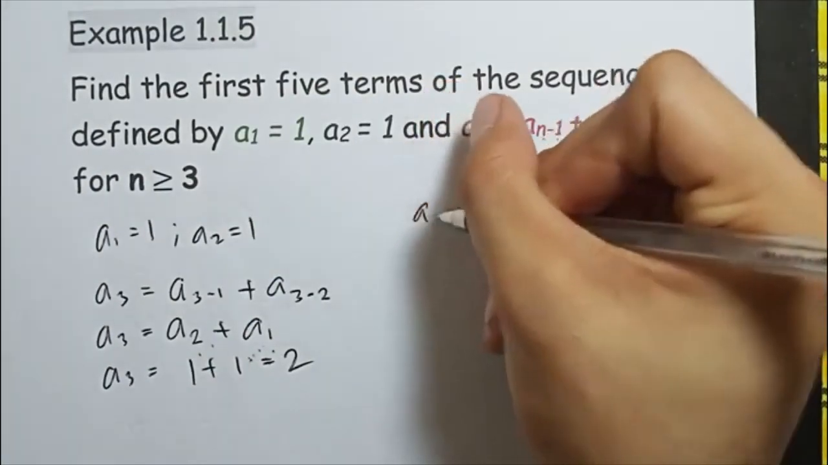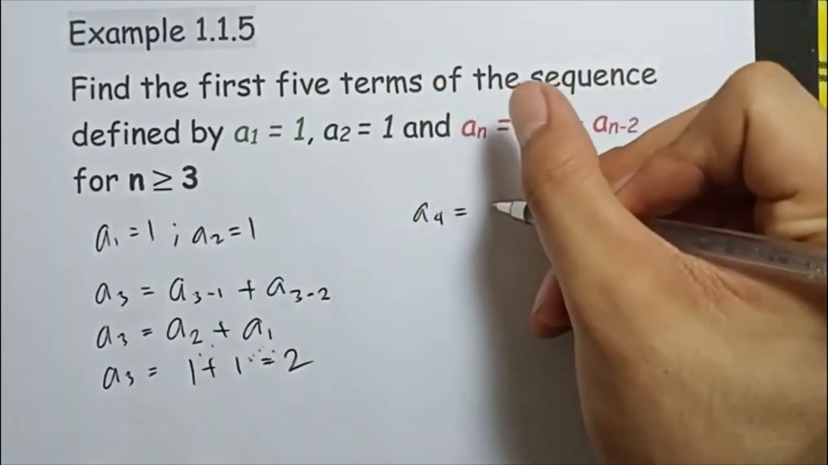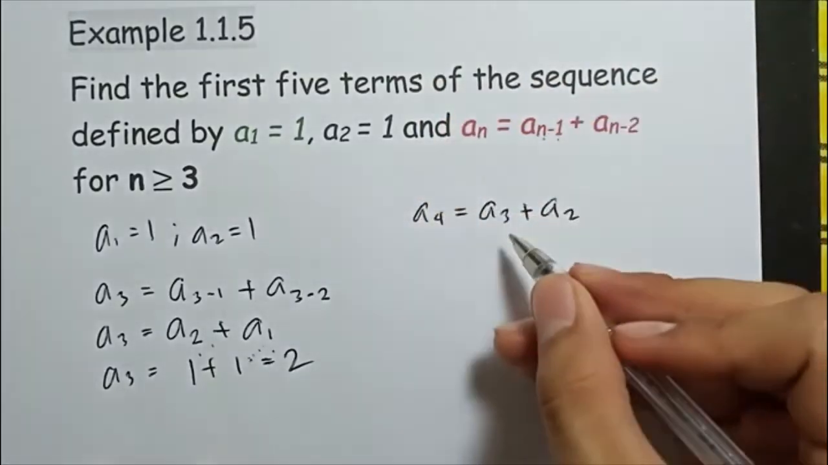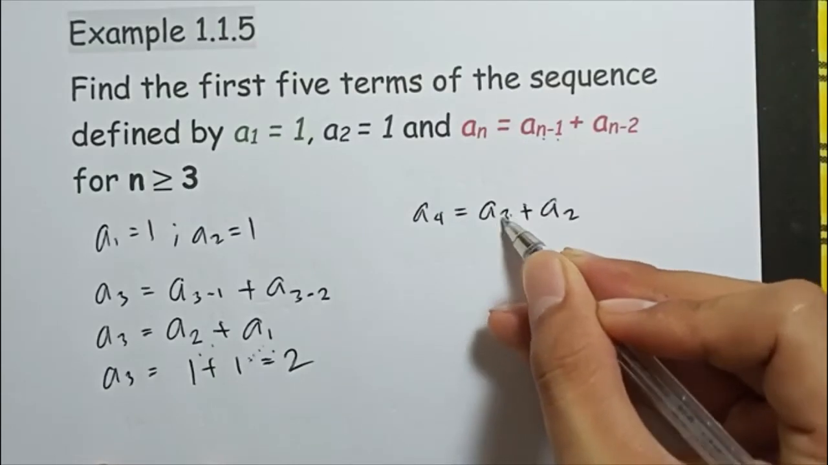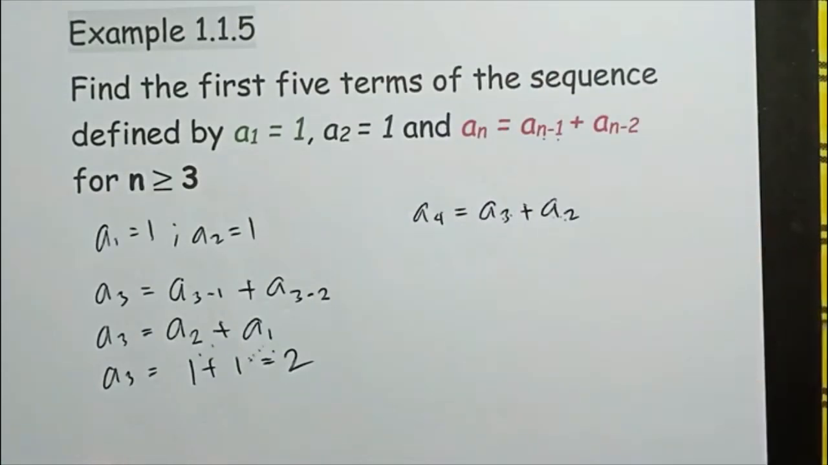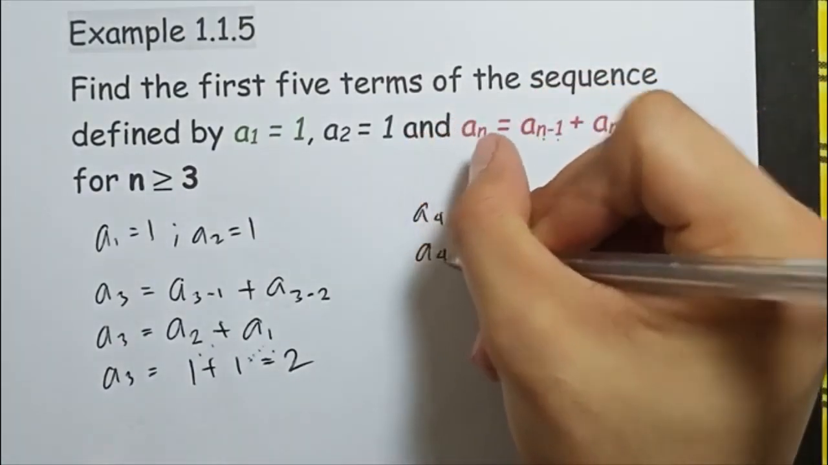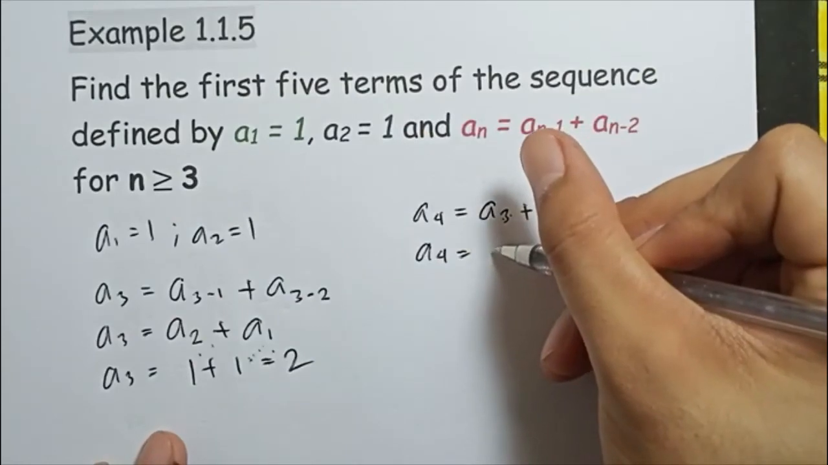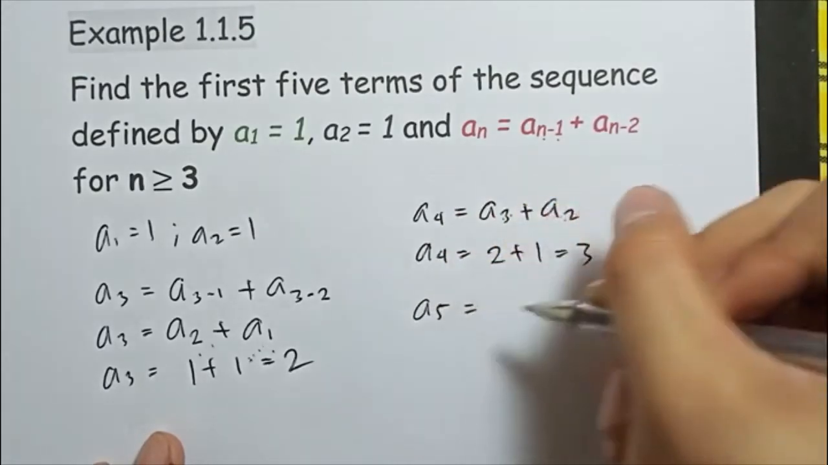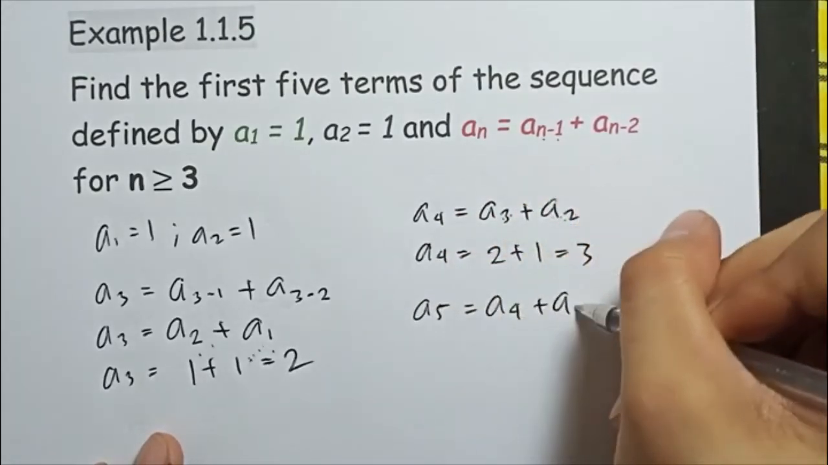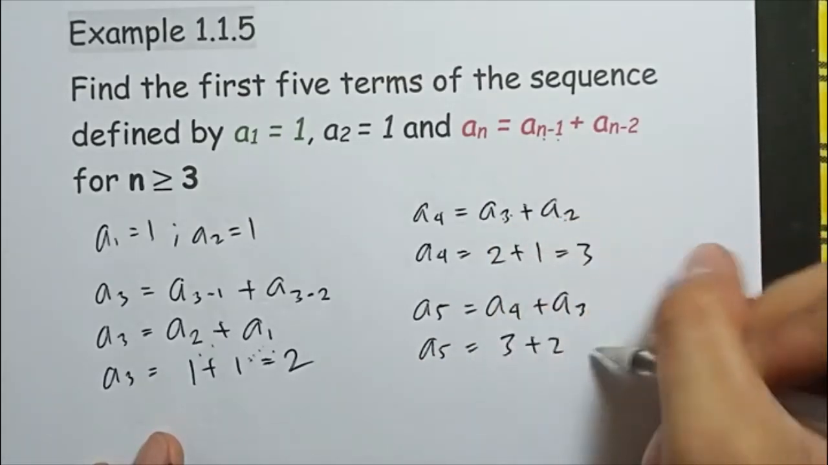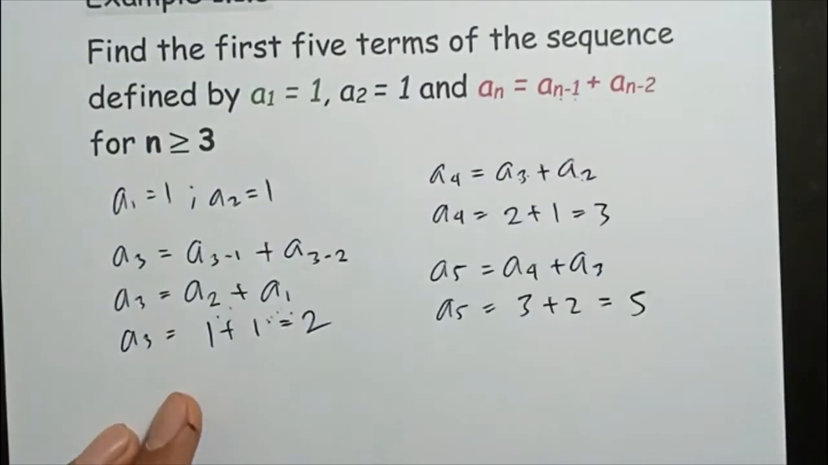Ganun lang. A sub 4. So, magiging a sub 3 plus a sub 2. Kasi nga, 4 minus 1, 3. 4 minus 2 is 2. Pag-a-add mo lang yung naunang dalawang term sa'yo. A sub 4 equals, a sub 3 natin is 2 plus 1 equals 3. Then, a sub 5. A sub 4 plus a sub 3. A sub 5 will be equal to 3 plus 2 equals 5.